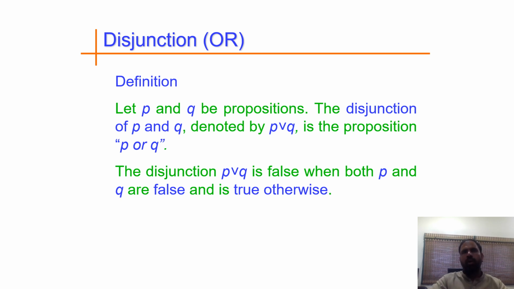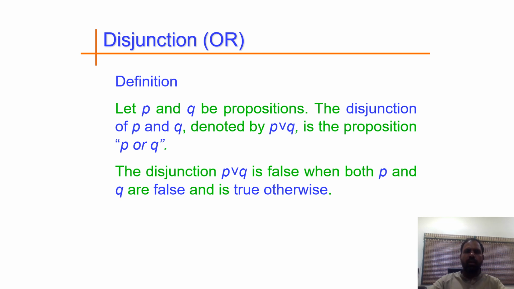Disjunction, or. This or doesn't mean an operation as such. This means or. It may be acting as union. If we discuss the definition of this, let P and Q be propositions. The disjunction of P and Q, denoted by P or Q, is the proposition P or Q. This disjunction P or Q is false when both P and Q are false, and it is true otherwise.